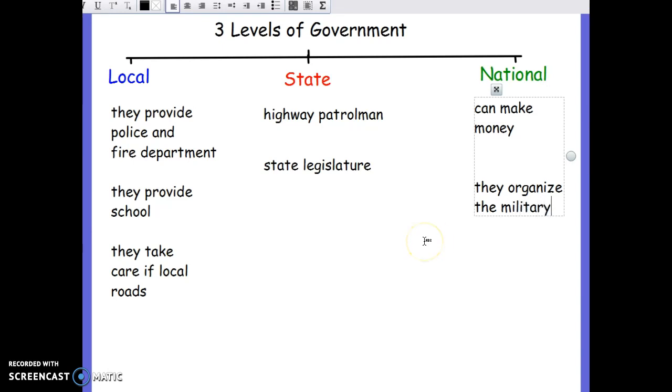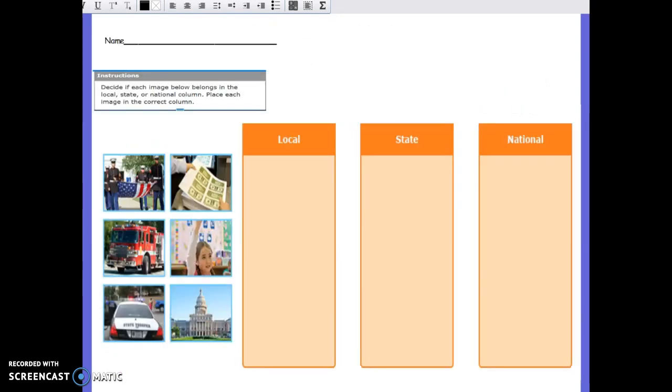Okay, so those are just a few. I'm going to give you this chart in a few minutes, and you guys need to think back to what we learned today about the different levels of government and sort these pictures to show which level of government provides these services.